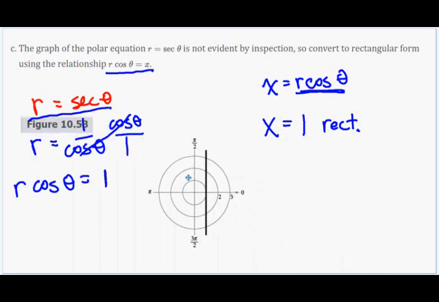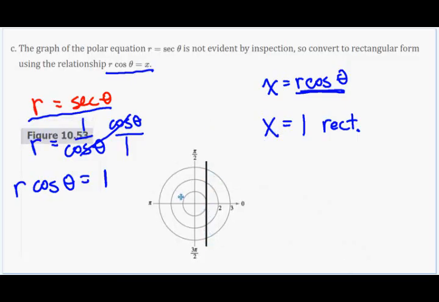And what that looks like is just a vertical line. x equals 1, here's 1 on the x-axis, we would have a vertical line.